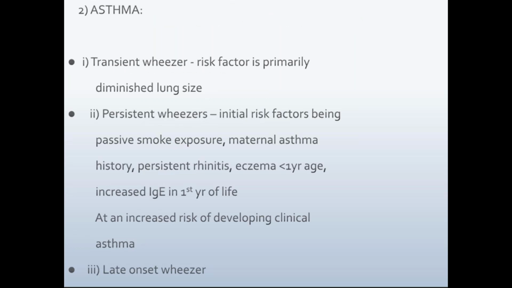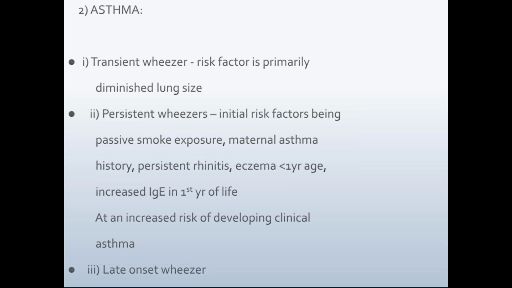Another entity is asthma. You all know asthma, where typically the child presents with wheeze. There are types of wheezers we'll discuss in brief in the further slides, but you have to know the nomenclature by that time: what is a transient wheezer. Here the risk factor is primarily diminished lung size. I'll explain each and every terminology, what is a transient wheezer, what is a persistent wheezer, and what is a late onset wheezer, in subsequent slides.